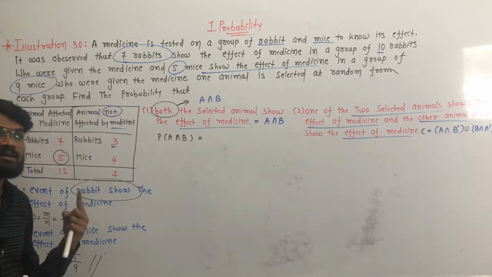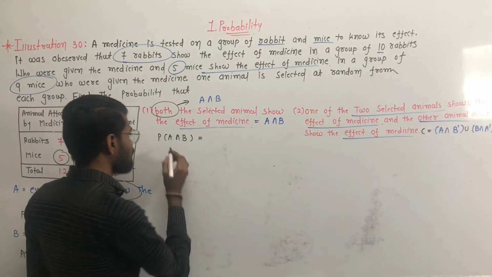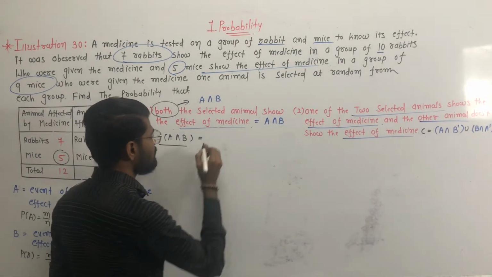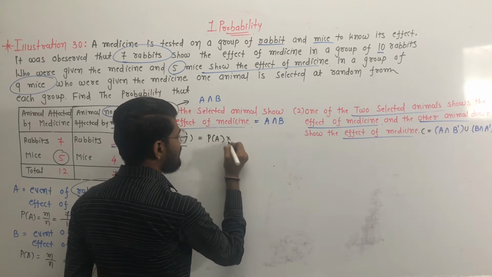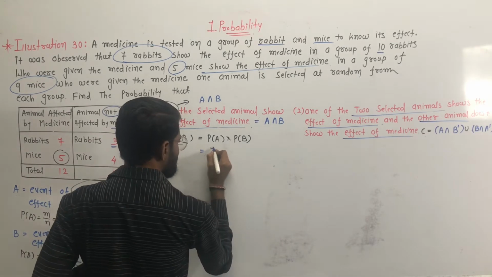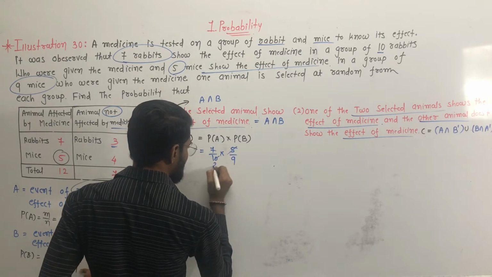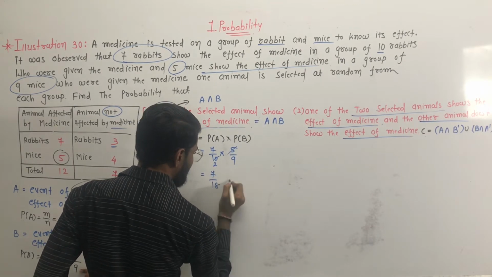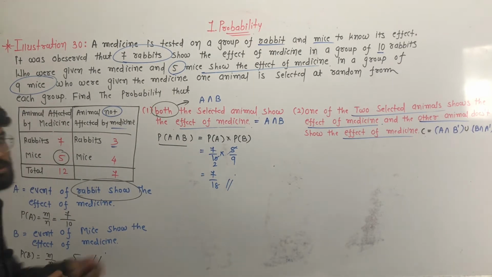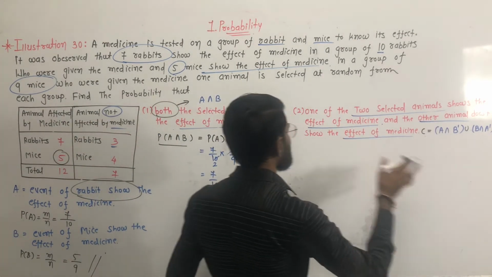So the events A and B are independent events. So the formula for independent events: P of A intersection B is equal to P of A multiplied by P of B. Clear? Put the value. P of A is equal to 7 by 10 and P of B is equal to 5 by 9. The 2 is cancelled, so it will be 7 by 18. Clear? Okay, done.